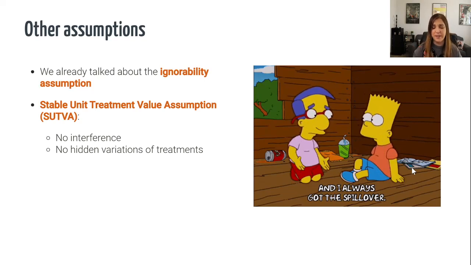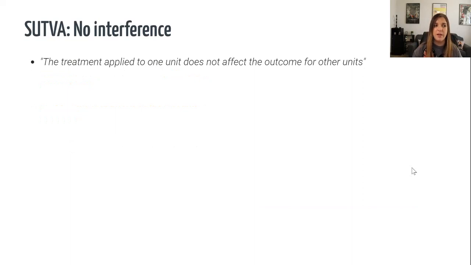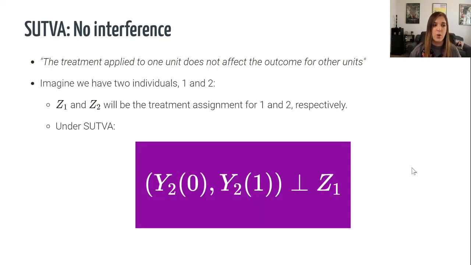SUTVA basically means that there's no interference and there are no hidden variations of the treatment. What does it mean? It sounds kind of complicated, but it's actually not that complicated. The no interference part means that the treatment applied to one unit does not affect the outcome of other units. So whether I receive a treatment or not cannot affect someone else. So basically, no spillovers, or externalities, as is often referred to.